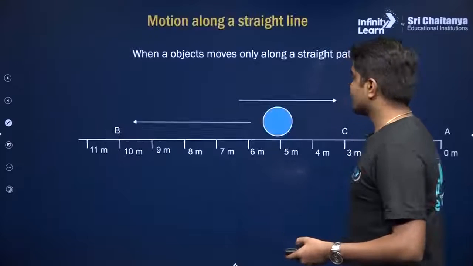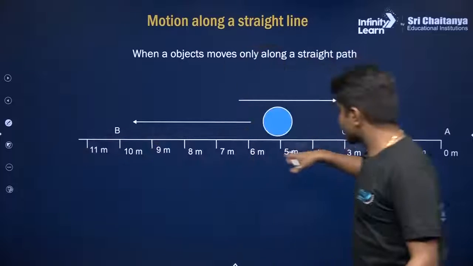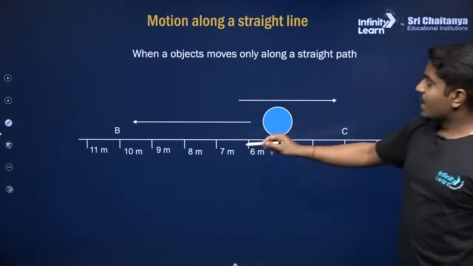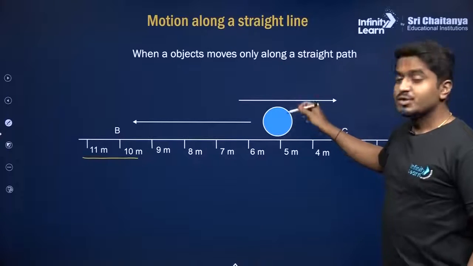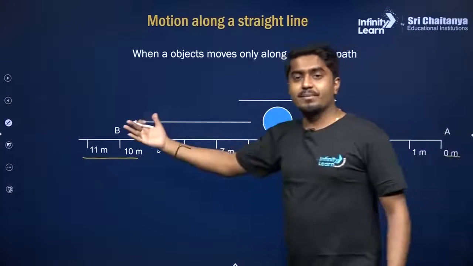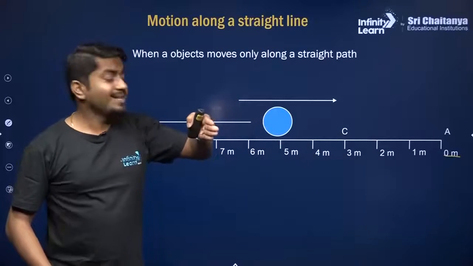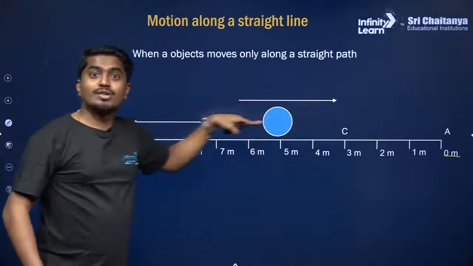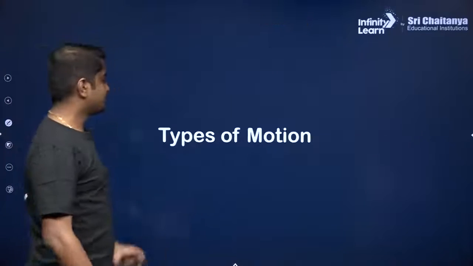Let's understand that. So for example, there is a straight line. Can you see? There is a straight line. Here there are markings 0 meter, 1 meter until 10 or 11 meters. There is this ball. This ball can only move towards right or towards left. It cannot move up and down or cannot come out of the plane or cannot go inside. It can only move along this line, that is called motion in the straight line.